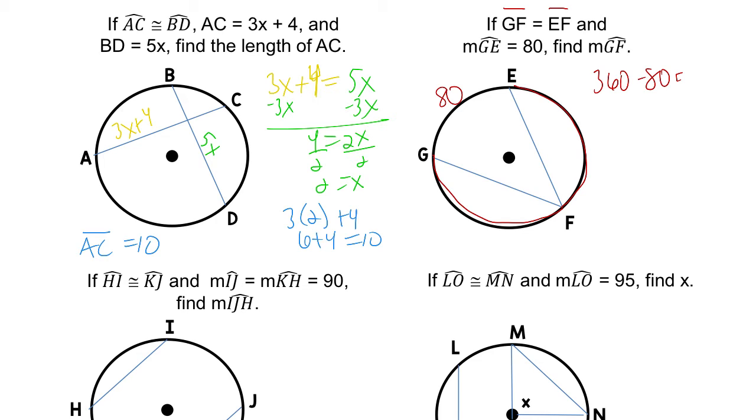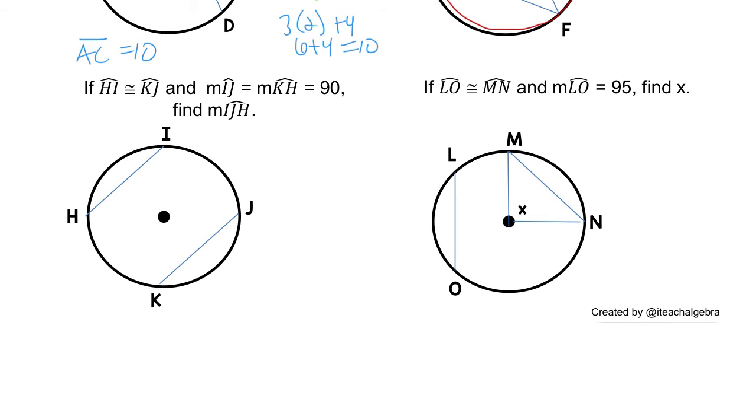Oh, that's not right. I apologize. Goodness, that's 280. And if GF and EF are congruent, then that means that 280 is split between them equally. So we do 280 over 2 is 140, and that's the measure of arc GF. 140.